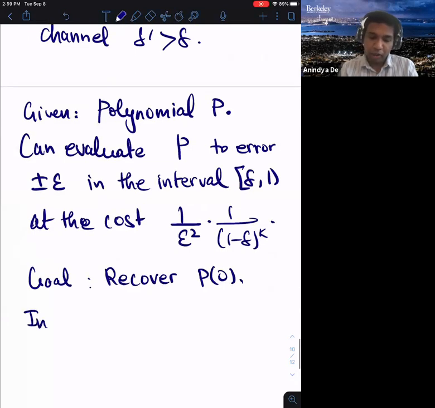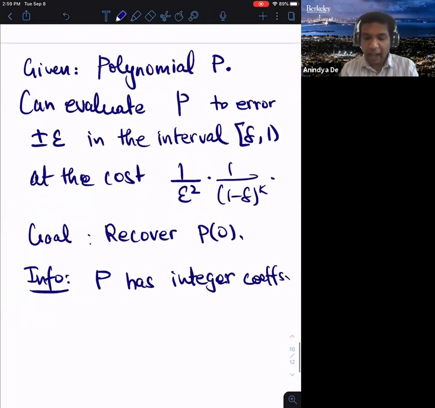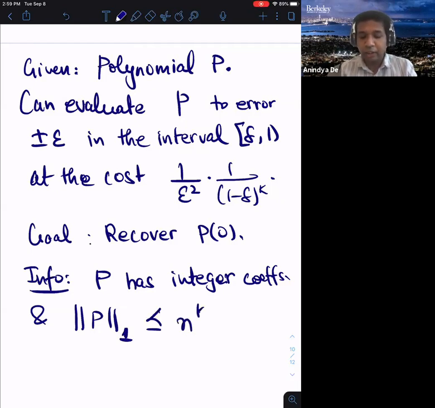The information that we have is that P has integer coefficients. The second thing you know is that the sum of all the coefficients of P, which I denote by the L1 norm of P, is at most n to the K. Think of this as n to the log n. So the way I'm describing the algorithm, you'll get an n to the log n time algorithm, but this can be made better.